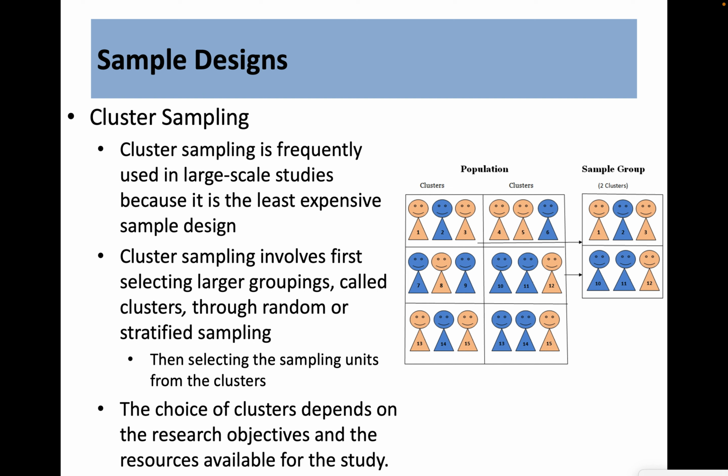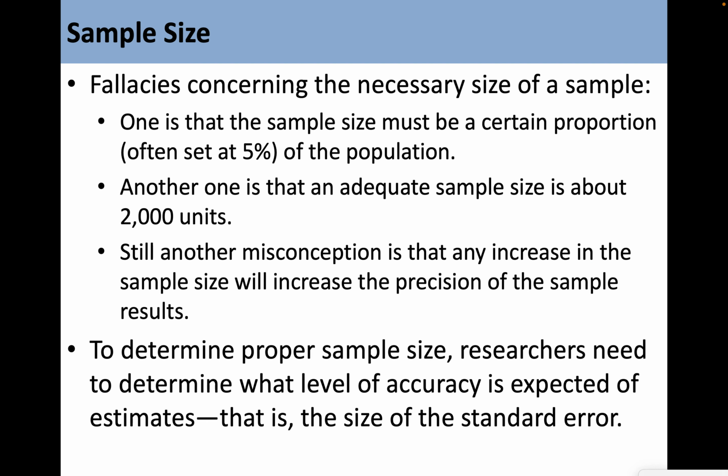Cluster sampling involves first selecting larger groupings, called the clusters, through random or stratified sampling, then selecting the sampling units from the clusters. The choice of clusters depends on their research objectives and the resources available for the study.